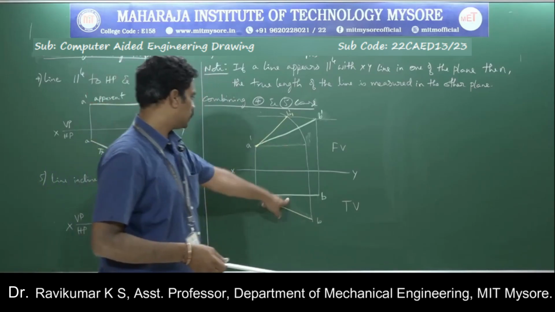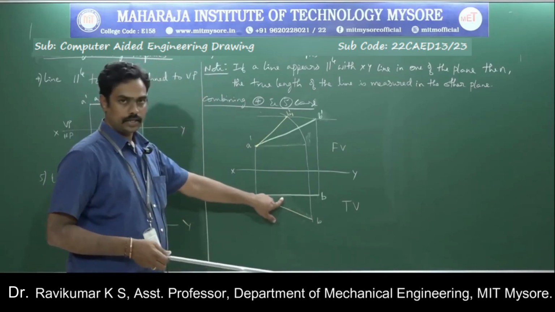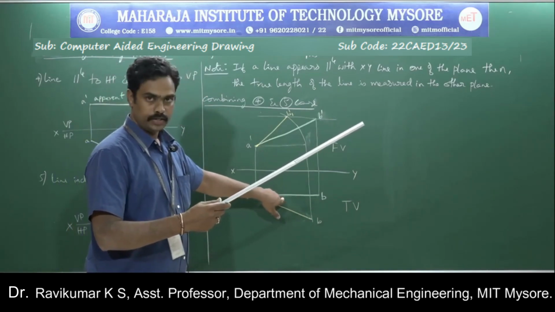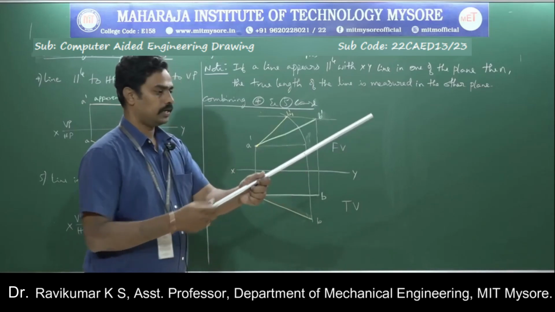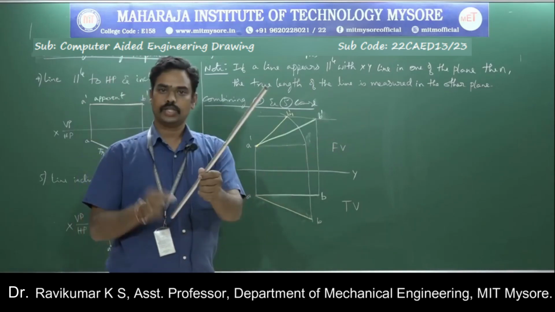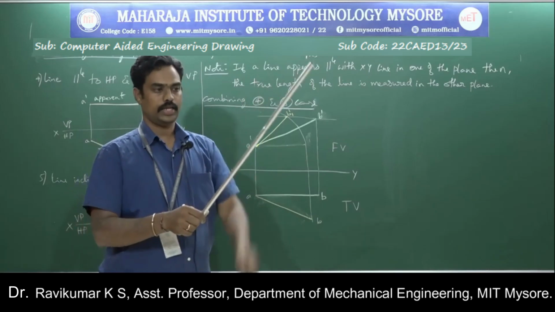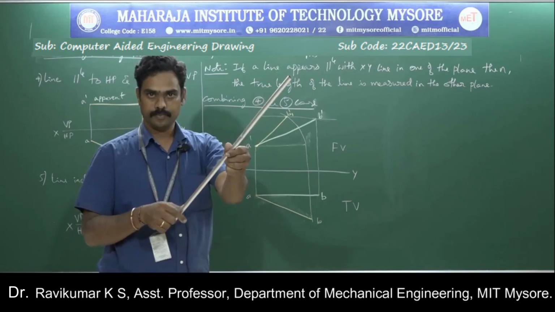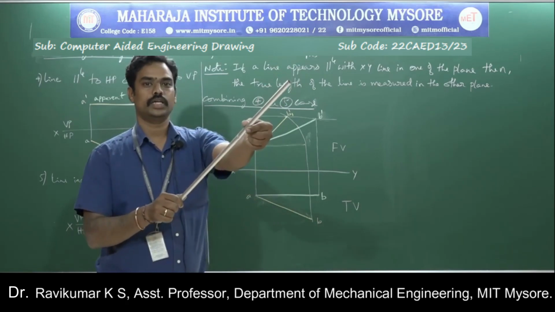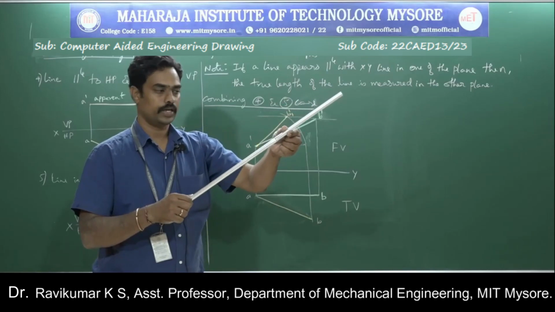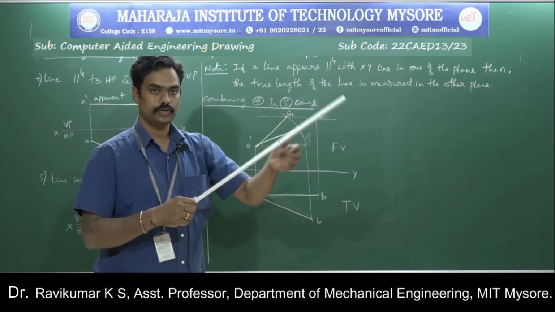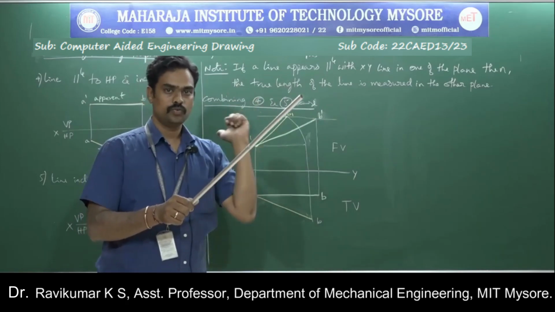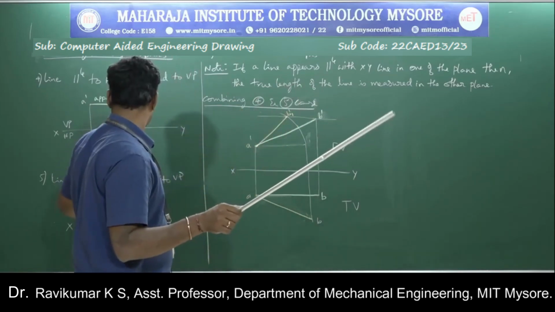Again, if I come to this particular line, the green line, which is inclined to HP and parallel to VP. Okay? It is inclined to HP and parallel to VP. So I'll start with a line inclined to both the planes. This is the line inclined to both the planes. It is inclined with VP as well as inclined with HP. Now I'll take off the inclination with respect to VP. Okay. So from this condition, I'll convert this condition into one of the cases, either 4 or 5.